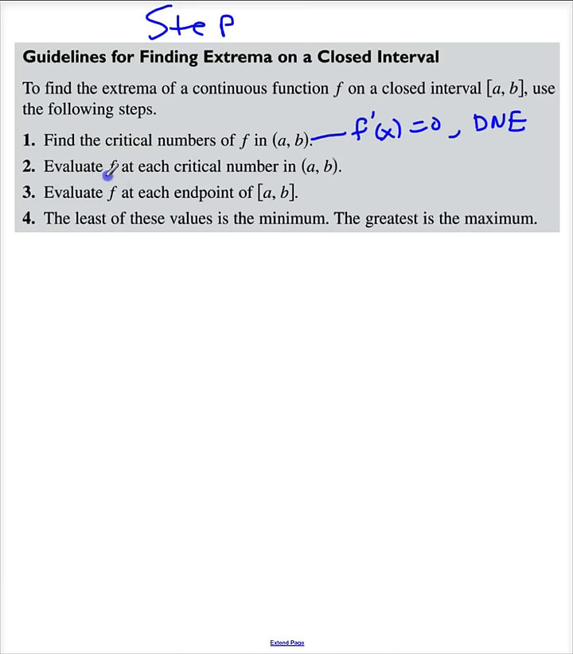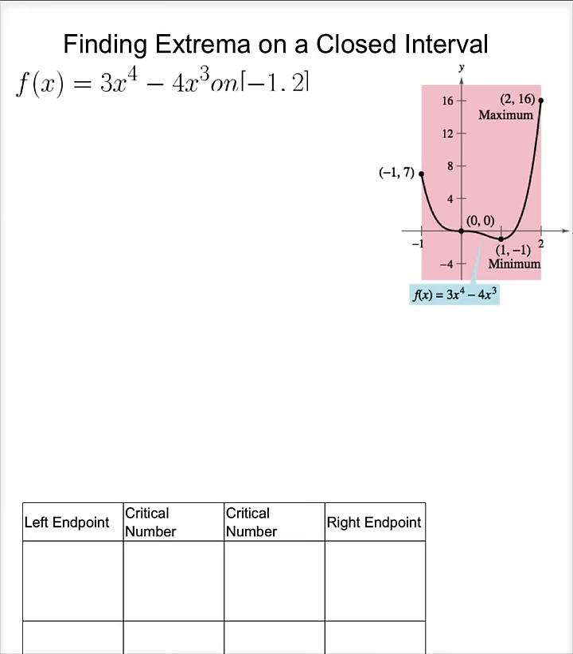You evaluate f at each of the critical points, and then you evaluate at the endpoints. You just make a chart. Whichever value is the smallest is the minimum, whichever value is the greatest is the maximum. So let's look at an example.